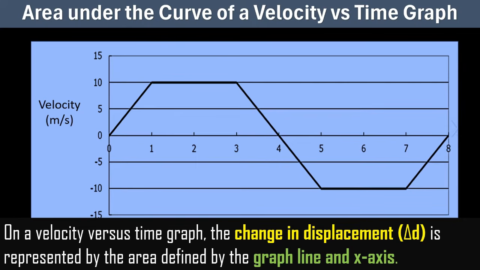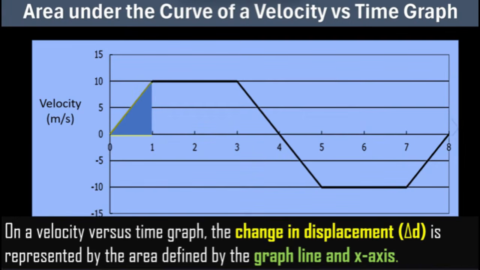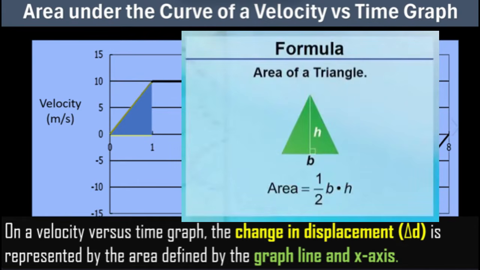The change in displacement traveled by the object can be calculated using the area defined by the graph line and the line of the x-axis. In this case, the shape formed by the graph line and the x-axis from 0 to 1 second is a triangle. So we will use the area formula for a triangle, which is base times height over 2.